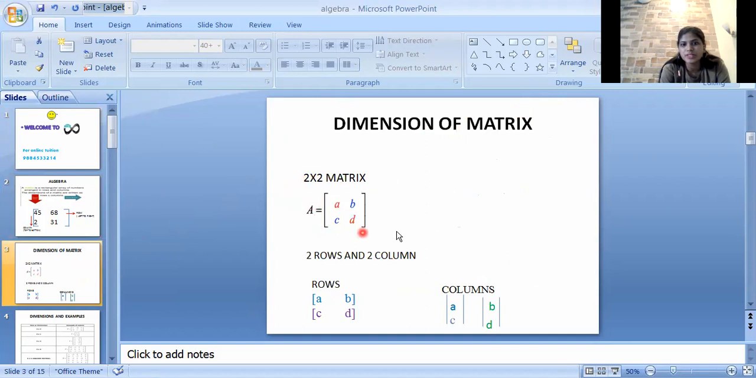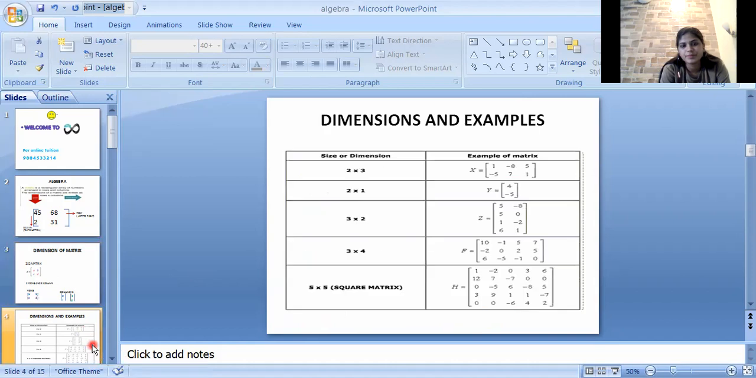So the first one is a 2 cross 2 matrix. This matrix contains 4 elements, those are A, B, C and D. So in this, row 1 is A to B, row 2 is C to D, and column 1 is A to C, column 2 is B to D. Please take a screenshot of these examples.